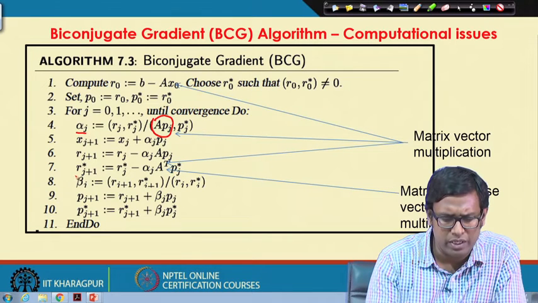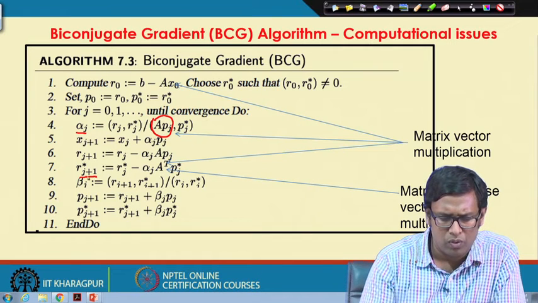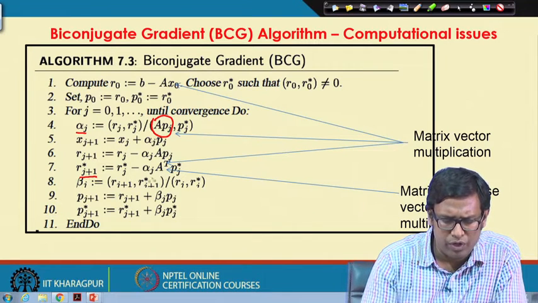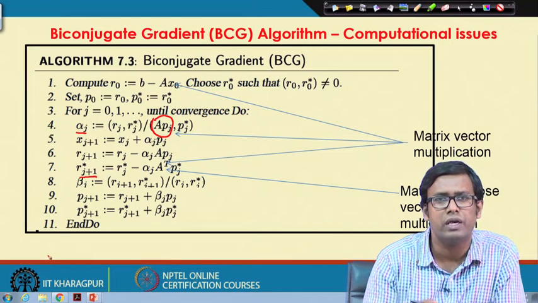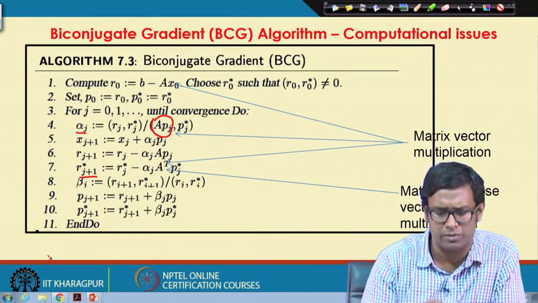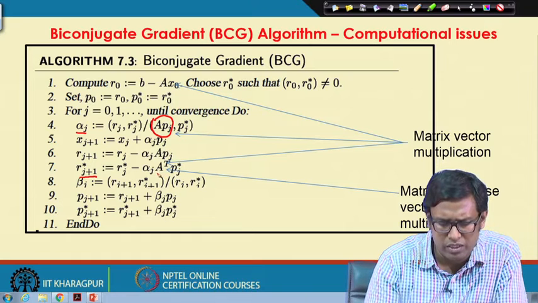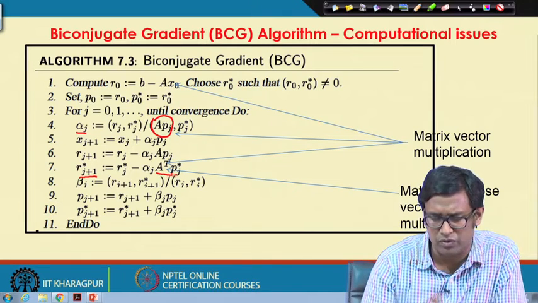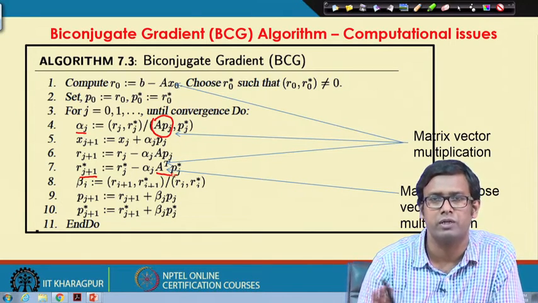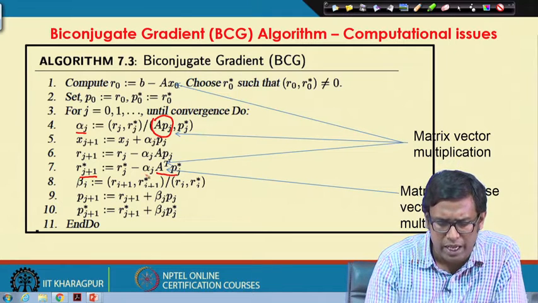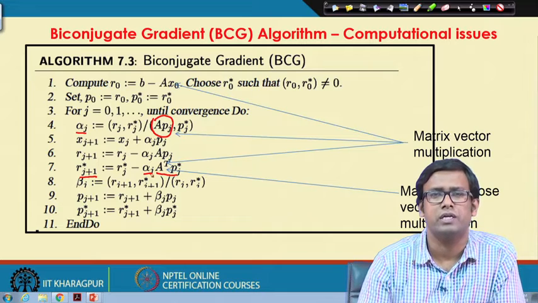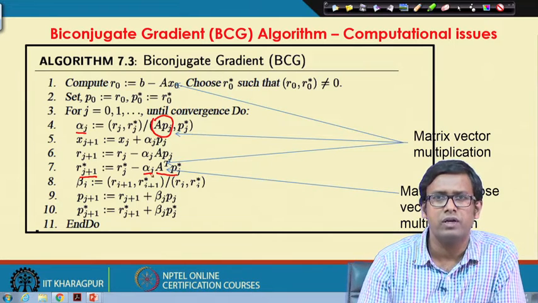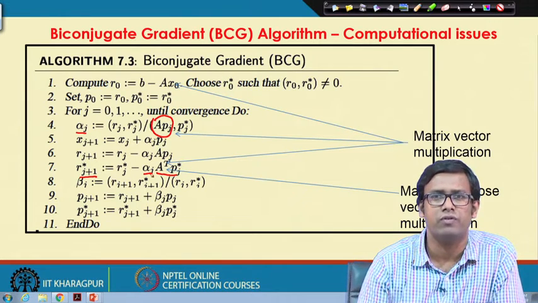When we are calculating r j plus 1, we are doing r star j plus 1, which is the new residual in the A transpose Krylov subspace. We are doing this multiplication A transpose p star, which, as I said, is a difficult matrix transpose vector multiplication, and multiplying it with alpha. What is the implication? The implication is that we have earlier discussed round-off error.